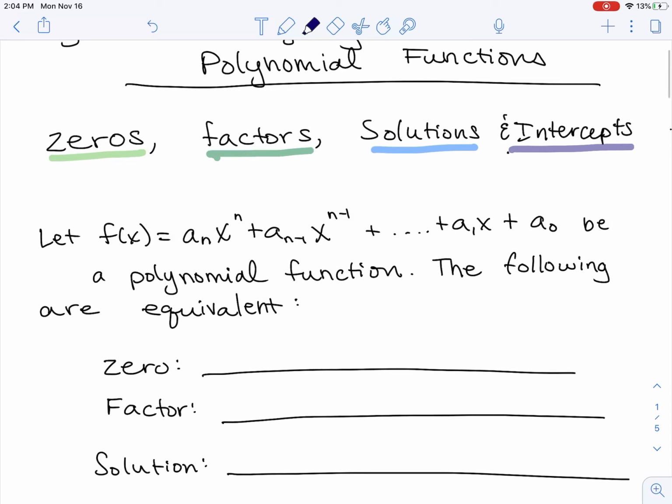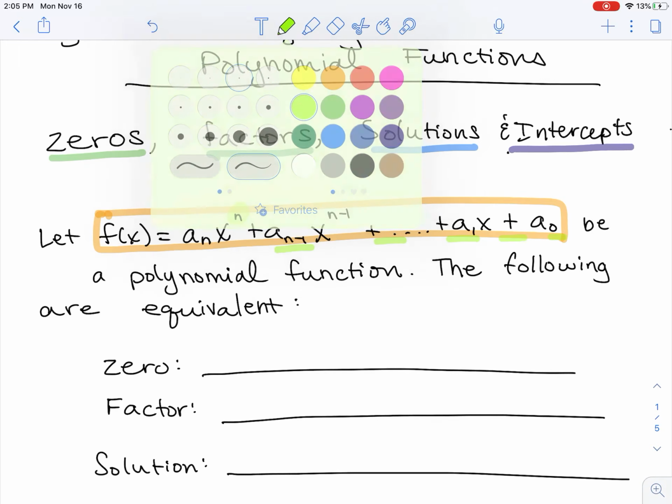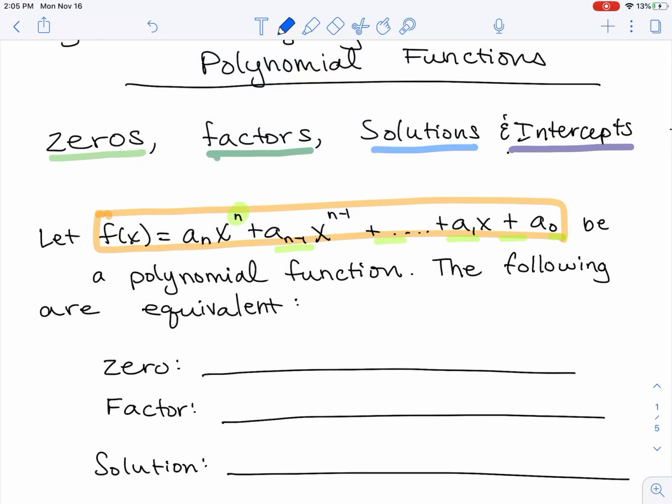So let's just say that we had some f of x in this form. Now keep in mind, this form of f of x could be any polynomial function where this value of n is the degree, its highest degree, and it descends in powers down. So here's the thing. We've been talking a lot about zeros and factors and solutions, and we want to compare how they are similar and different.